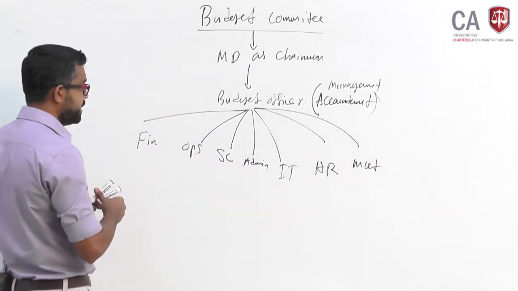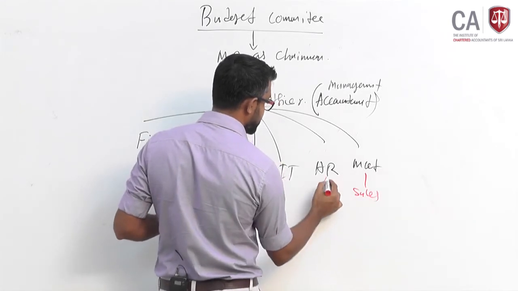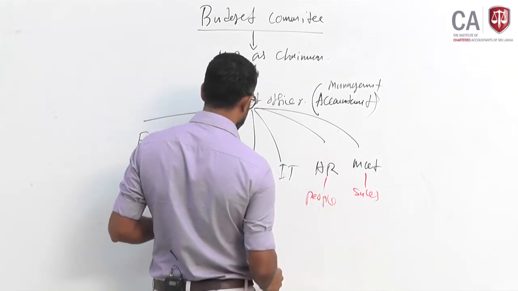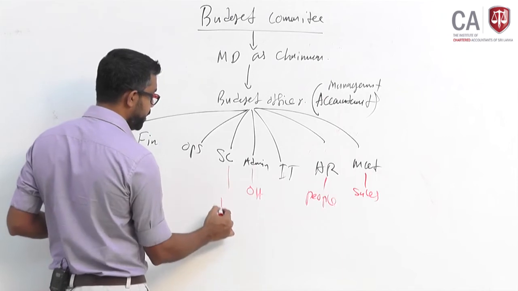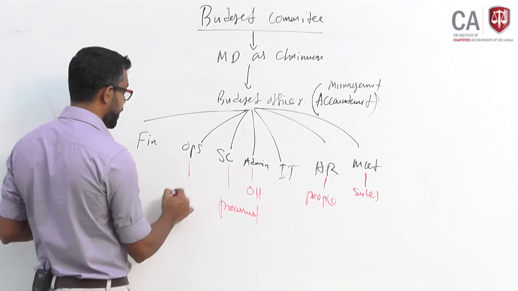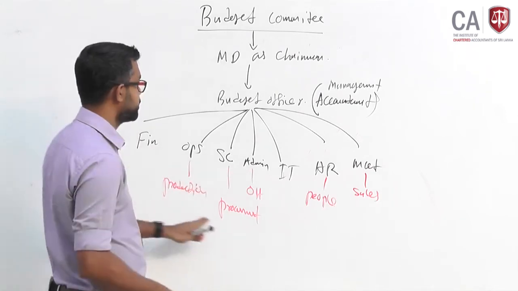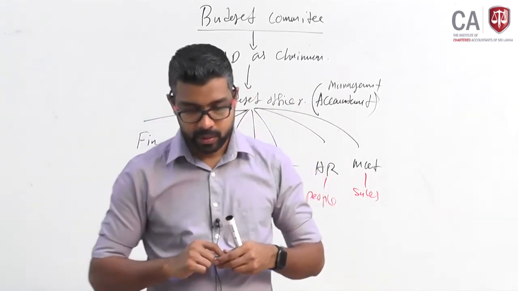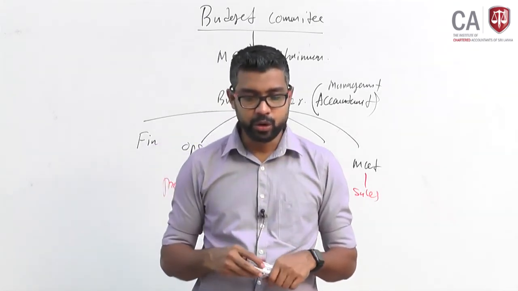So basically they are responsible for sales, marketing. This is responsible for people, headcount. Admin may be overhead budget, supply chain procurement, right? Operation may be production. They are responsible for each and every functional budget. Functions of budget committee include following.